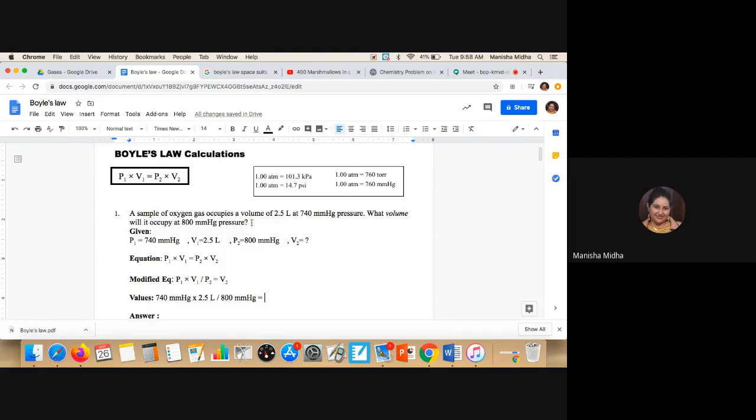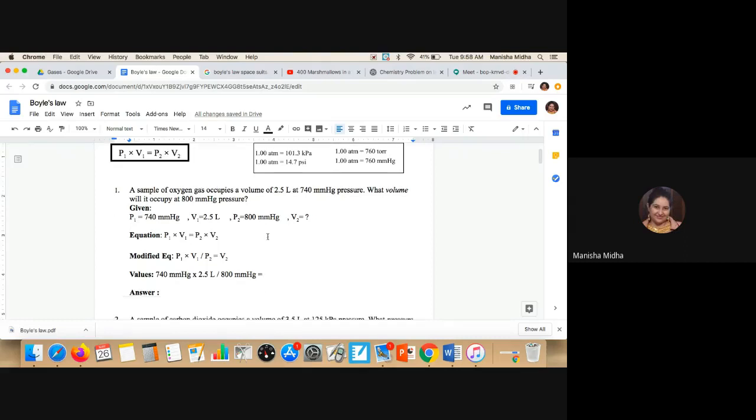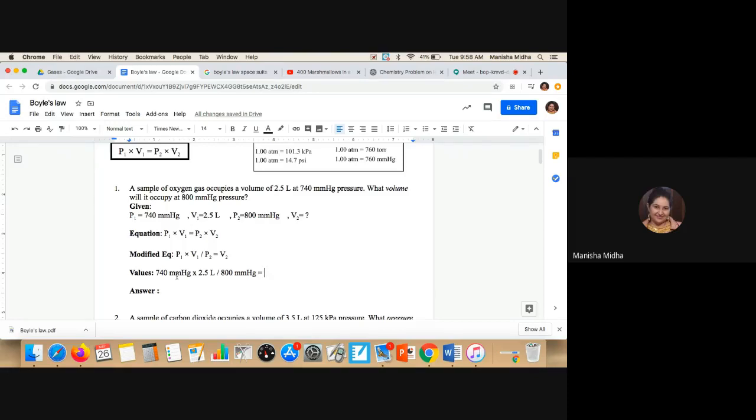So in this question, a lot of given values are there. I have come up with a standard process of solving all the questions with the same process. The very first thing that you are going to do is write down all the things that are given to you under these categories. So I have P1, the first pressure value, given here in mmHg. That's how you identify that this number is pressure, by its units. 740 is your first pressure value.